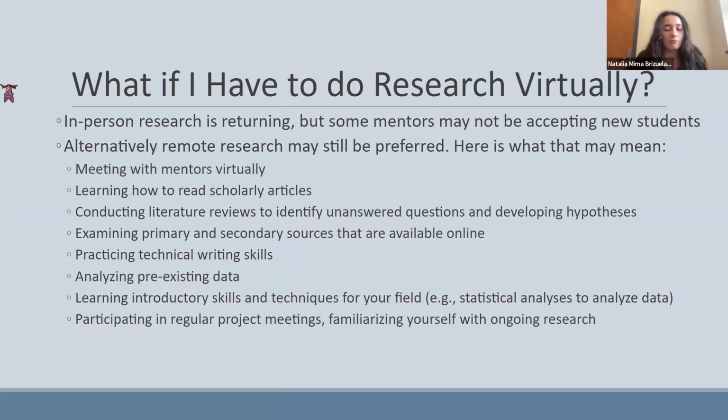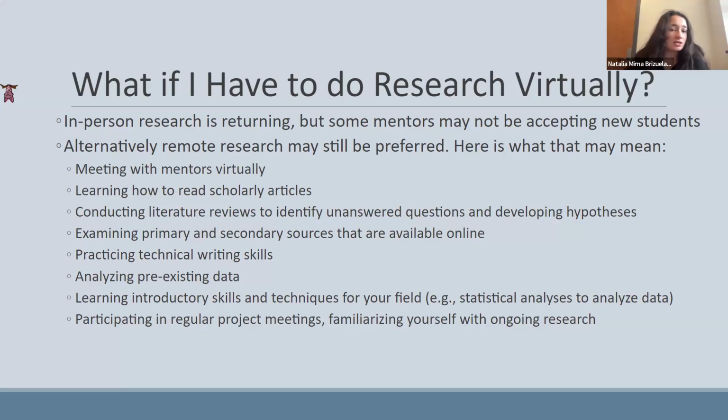Like we were talking about before with the whole training thing, some mentors may not accept new students. And so even if you are not on campus, they may still want to conduct research with you, and you might have to find a way to do that virtually. In that case, you may have to meet with mentors virtually. I'm pretty sure that we all have an understanding of how Zoom works since we're all on Zoom right now. So that might be something that you need to do.